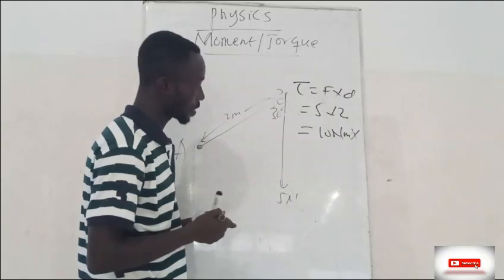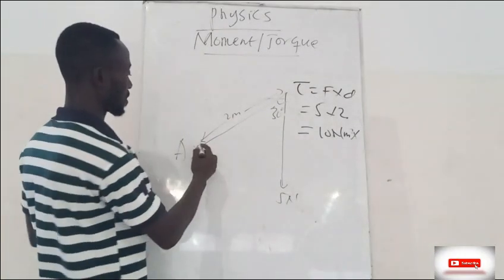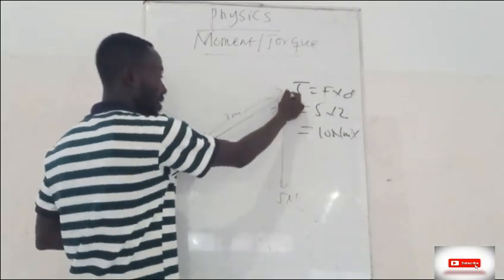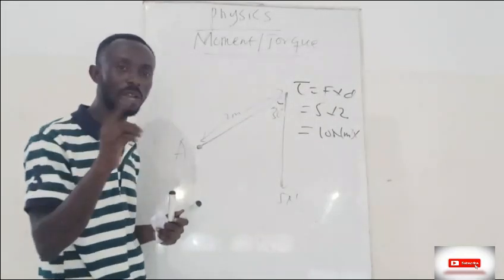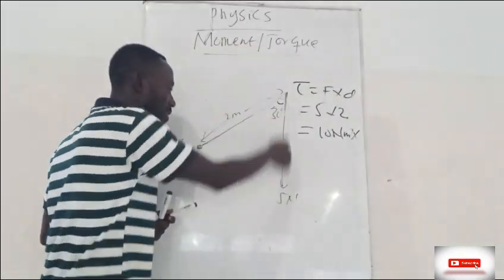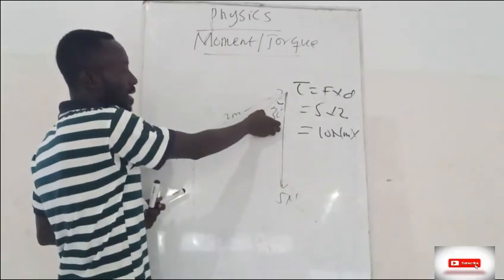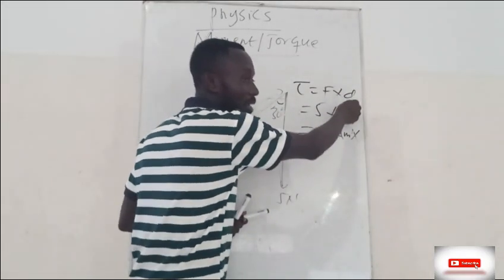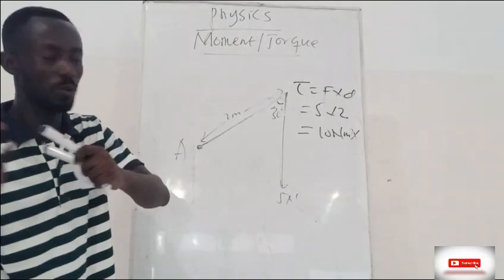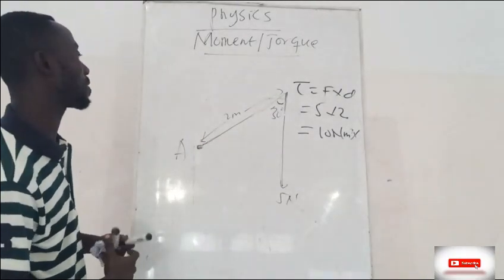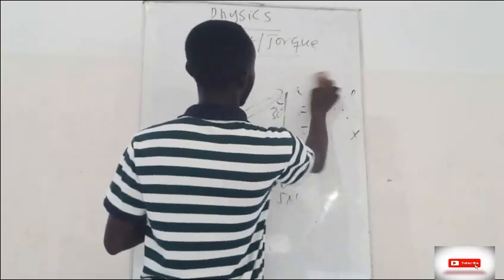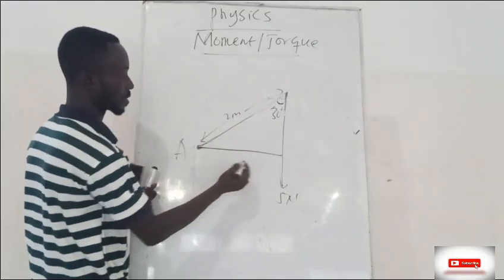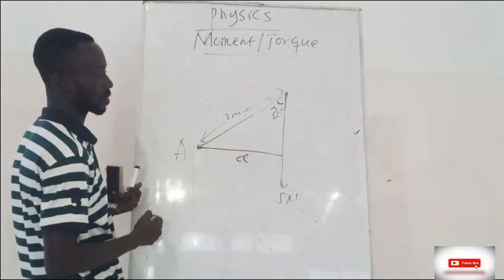This is wrong. The reason why it is wrong is that this distance is not perpendicular distance. It is not perpendicular distance because it doesn't make an angle of 90 degrees with the force. Remember, perpendicular distance means that the distance makes an angle of 90 degrees with the force. But the angle here is 30. So you cannot use this distance, because D means perpendicular distance. So you just have to determine your own perpendicular distance by drawing a line from the axis of rotation to where you apply your force.